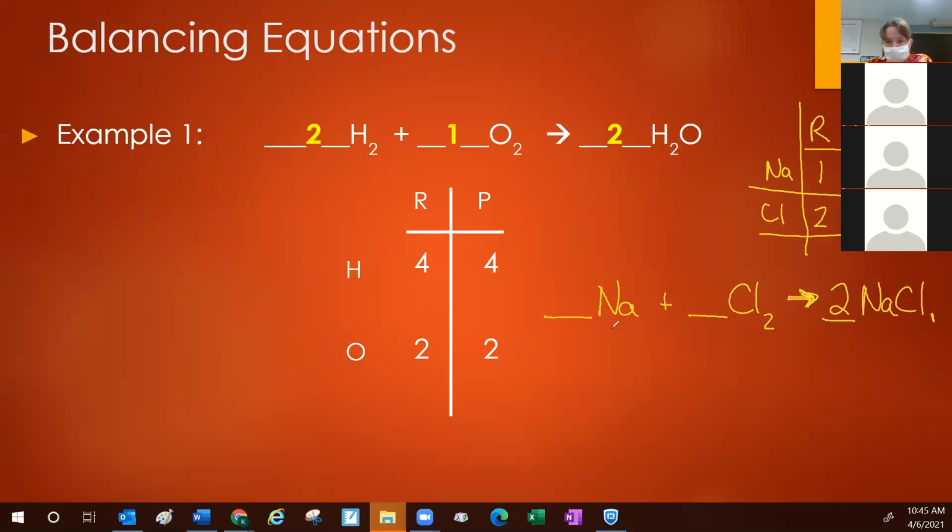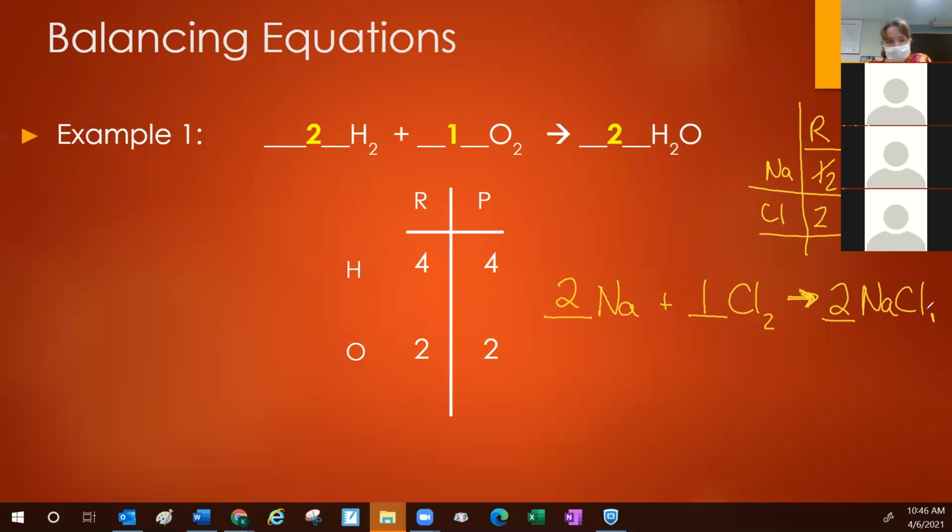The only thing we can do is multiply by a coefficient. So we're going to put a 2 in front of that. So that gives us 2 sodiums. And we're balanced. Again, fill in any empty lines with 1s, and that would be correct. So 2 sodium, 2 chlorine, 2 chlorine.